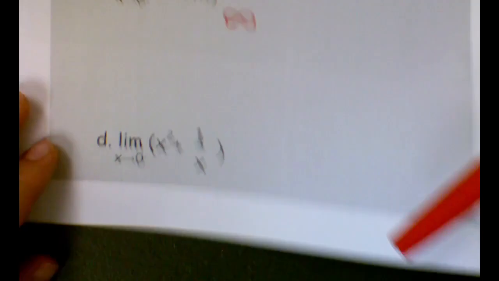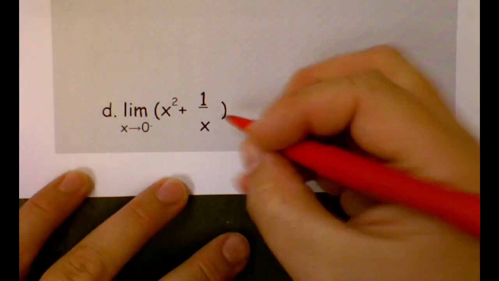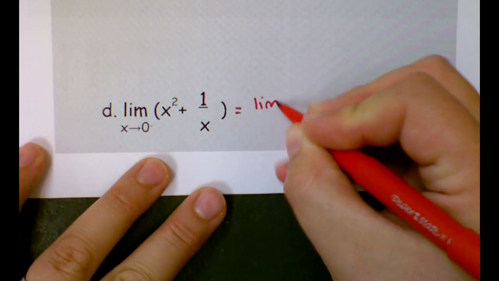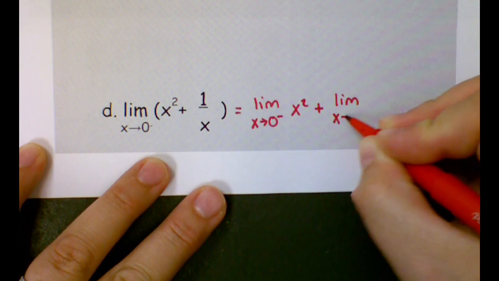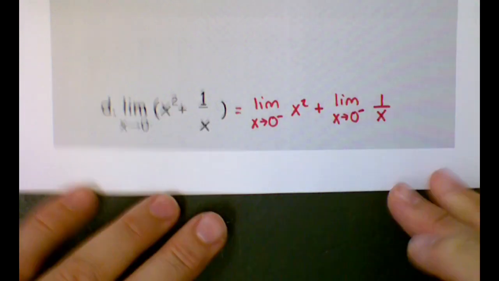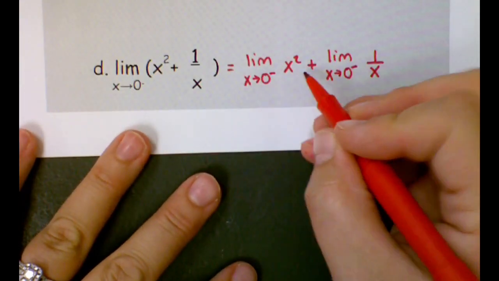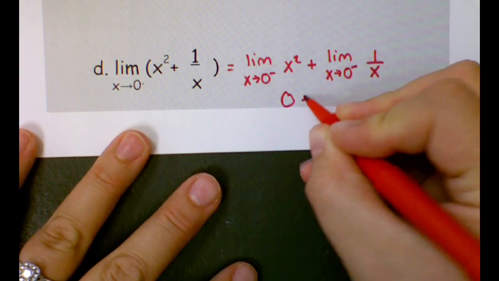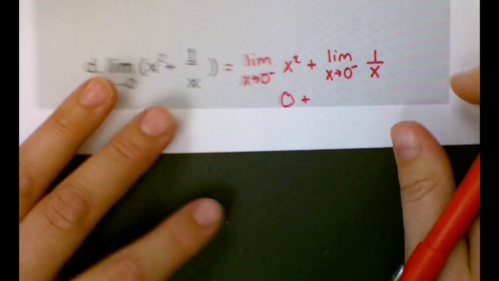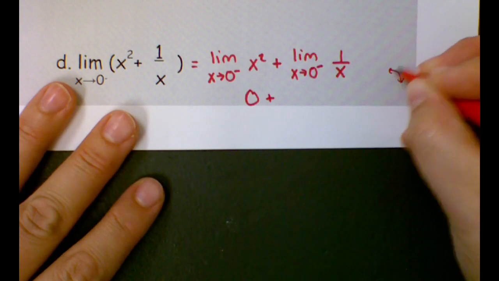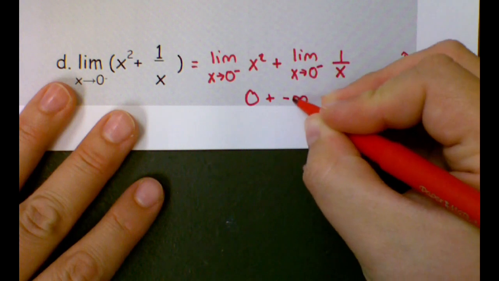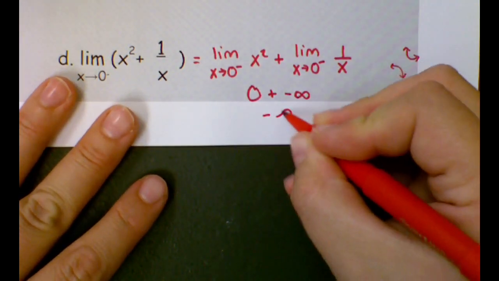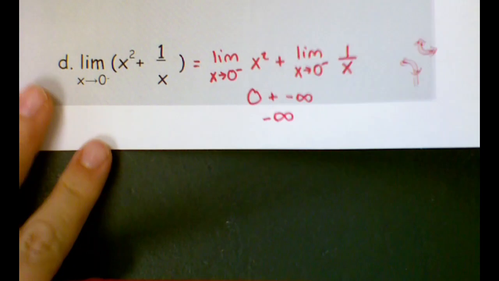And the last one here, the limit as x approaches 0 from the left. Well, we break that apart. The limit as x approaches 0 from the left of x squared plus the limit as x approaches 0 from the left of 1 over x. The limit as x approaches 0 from either side of x squared is just 0. The limit as x approaches 0 from the left of 1 over x, remember that graph looks something like this. So as I come in from the left, I'm going down to negative infinity. And 0 plus negative infinity is negative infinity. All right, that's the end of those examples. You're going to have some practice.